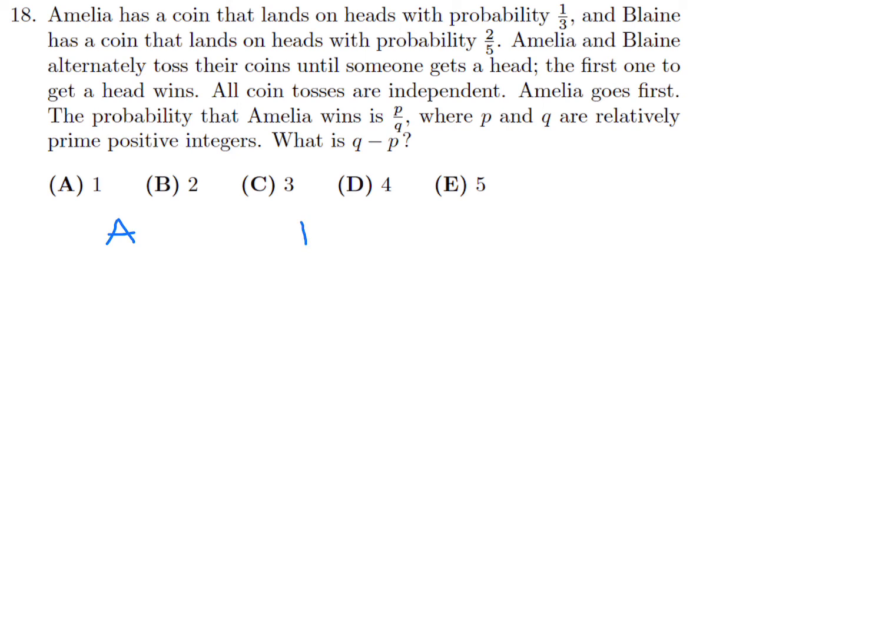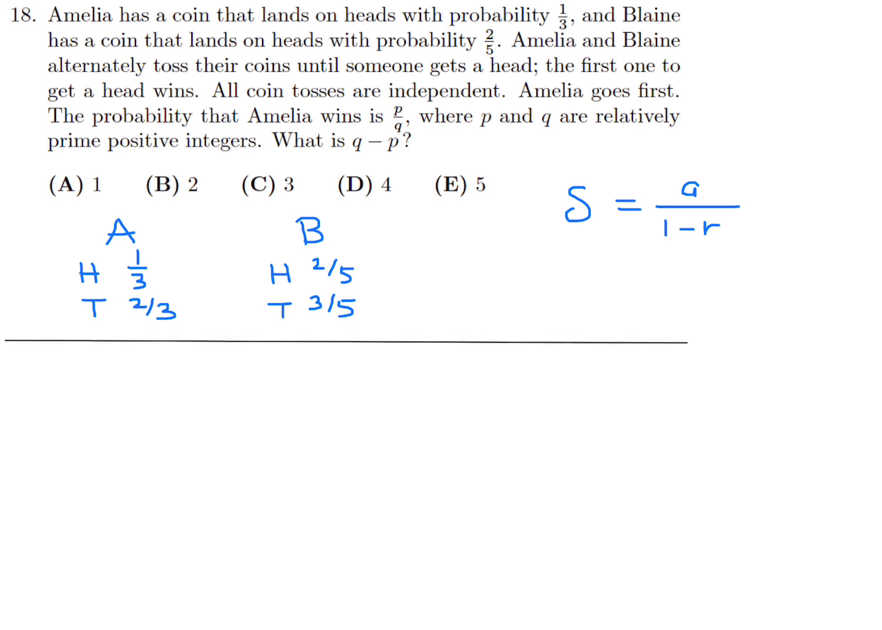So if you have Amelia and Blaine, the probability of heads for Amelia is 1/3, so the probability of tails is 2/3. Probability of heads for Blaine is 2 over 5, and the probability of tails, therefore, is 3 over 5. Hopefully we don't need to do too many. I have a feeling this is going to be an infinite geometric series, just because I've done a lot of these, and the sum of that is A over 1 minus R. But of course, I will explain it. So here we go.